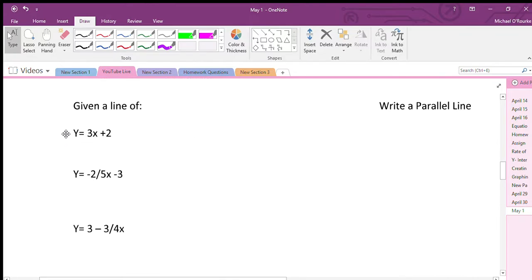So, I want you guys to give a shot of these ones here before I write them down. Given these lines, write a line that is parallel. Okay, so pause it here, give it a try, and then turn it back on.